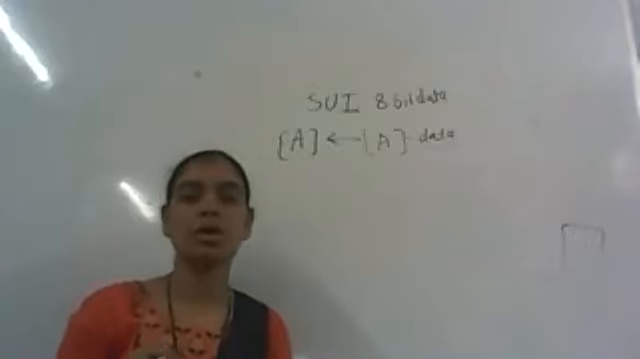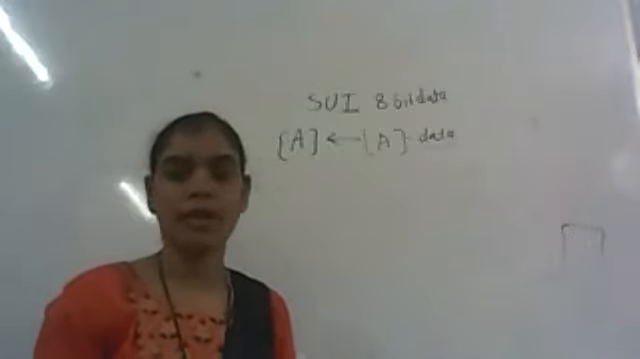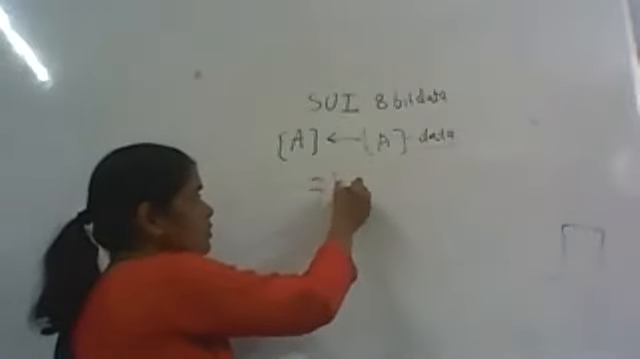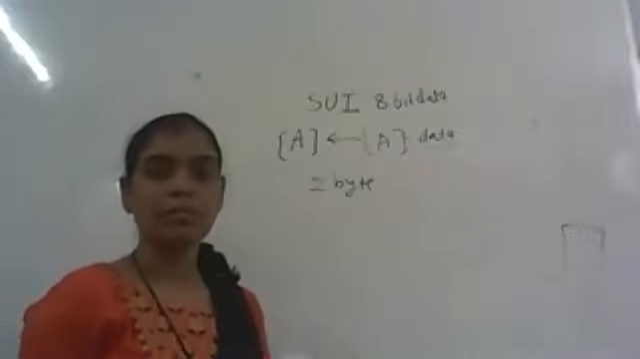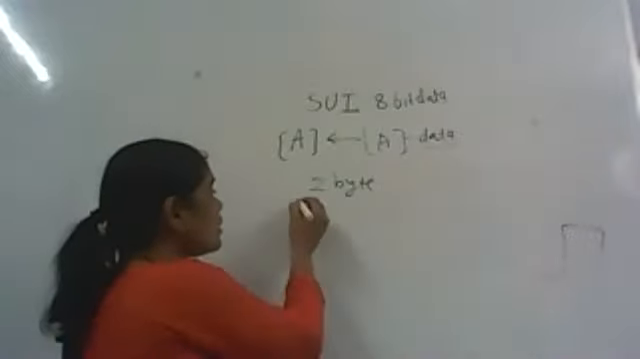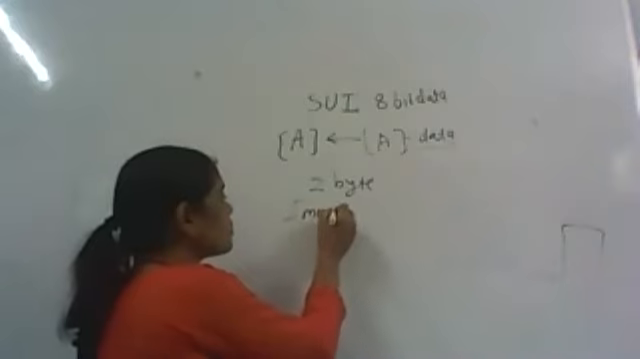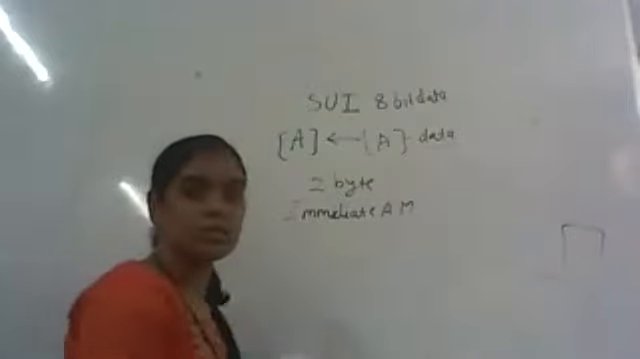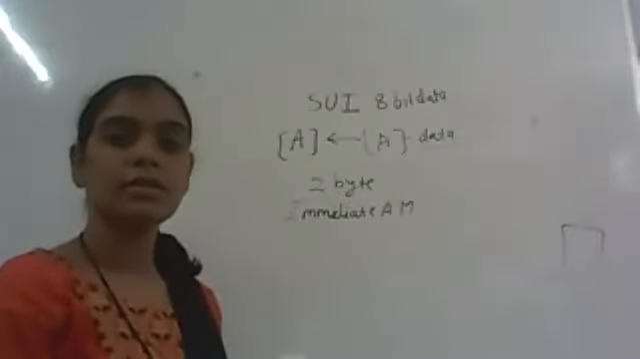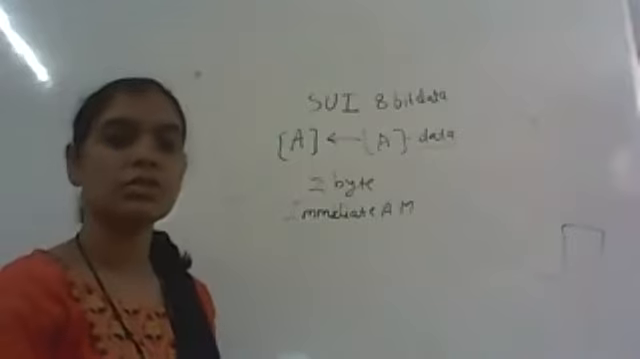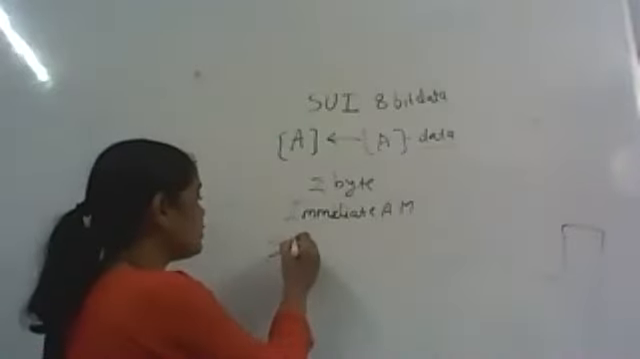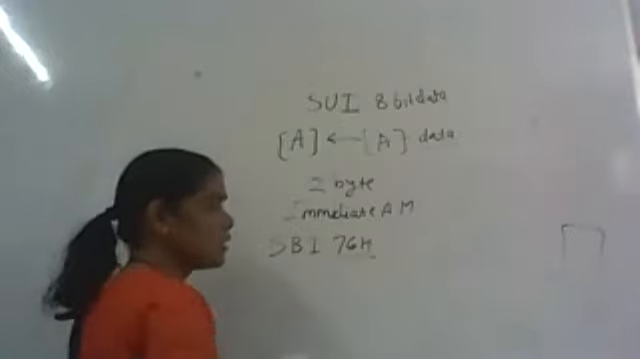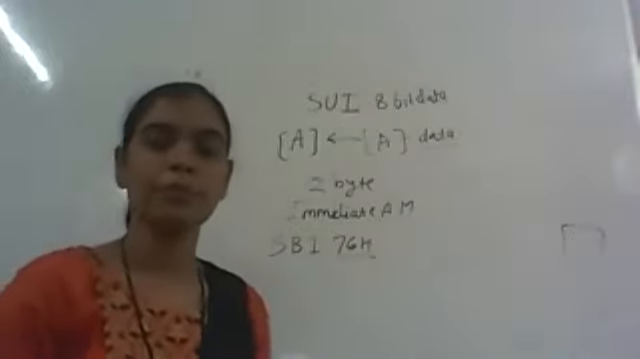Using this instruction, all flags are affected. This instruction is a 2-byte instruction. Which addressing mode is used here? Immediate addressing mode is used in this instruction. And see the example of this instruction, that is SBI 76 hex.